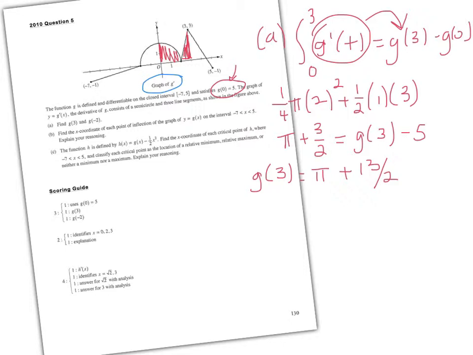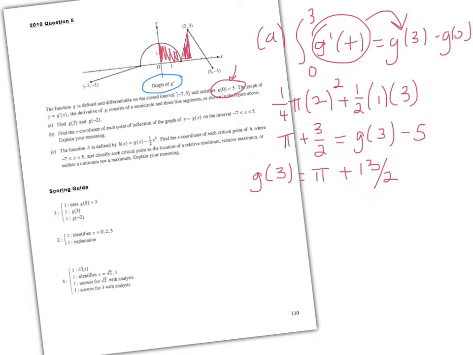You could find a decimal approximation if you want to, but this is a question 5, so this would be a non-calculator one. So they'd probably want that answer. So you'd get 1 point for using g of 0 equals 5. You'd get 1 point for finding this answer of pi plus 13/2. And you'd get 1 point for finding g of -2. So how about you guys go ahead and try to find g of -2. I'll pause.